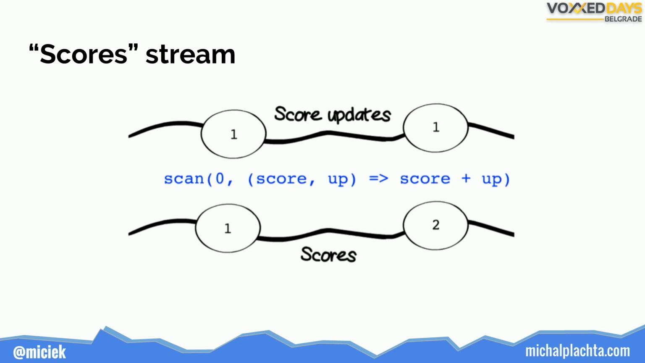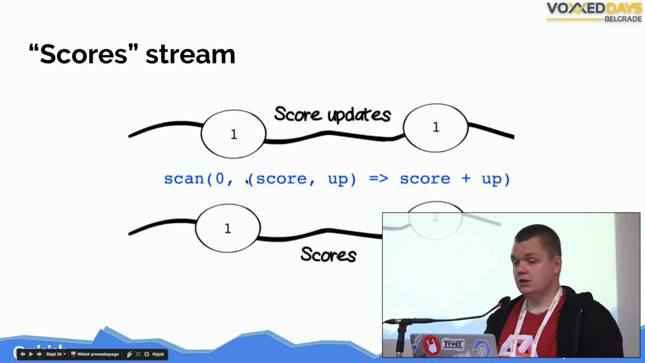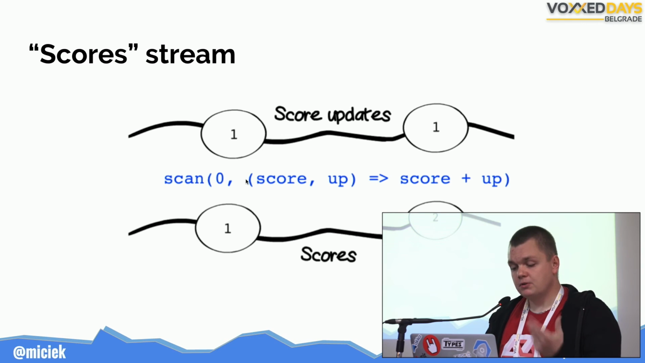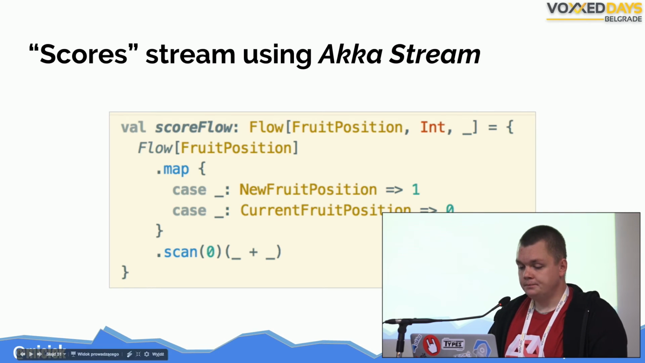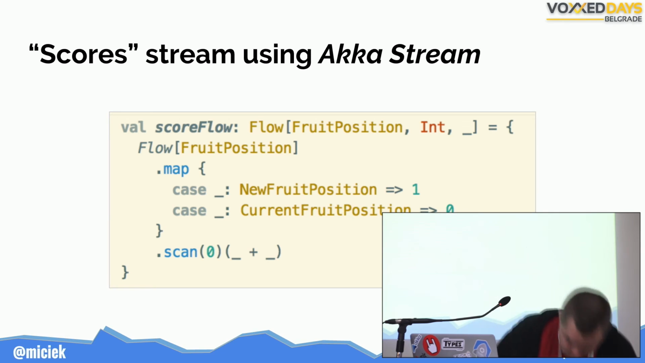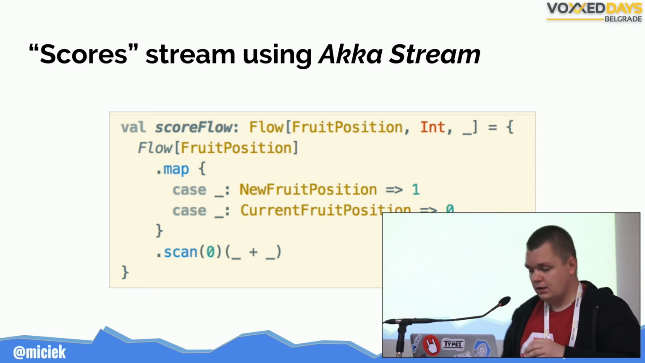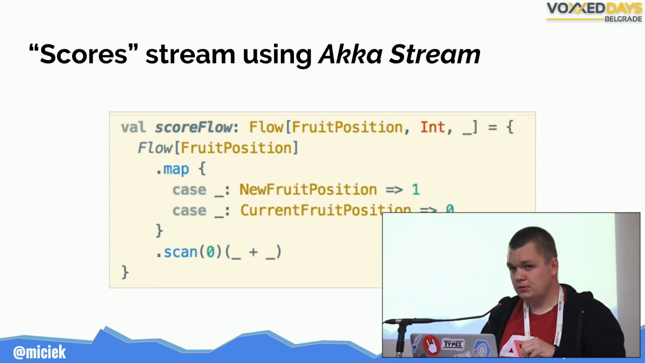Scan. You are good at that. Really? Yeah, of course. We can scan over it with a simple summing function. Initial value is 0, and the function here has an accumulator value of score. Score is the accumulator value, and up is the current element in the score updates stream. What we get is, anytime the score changes for this particular player, we get a value of the current score. This is how it looks using Akka. So again, you can see a Flow type. The input type is fruit position, and we return int from this flow.